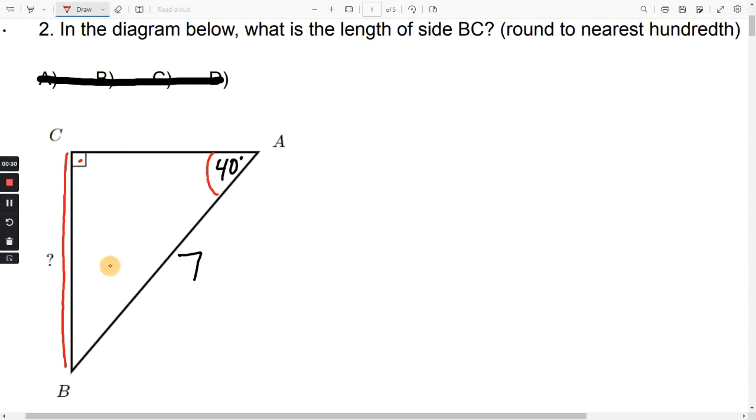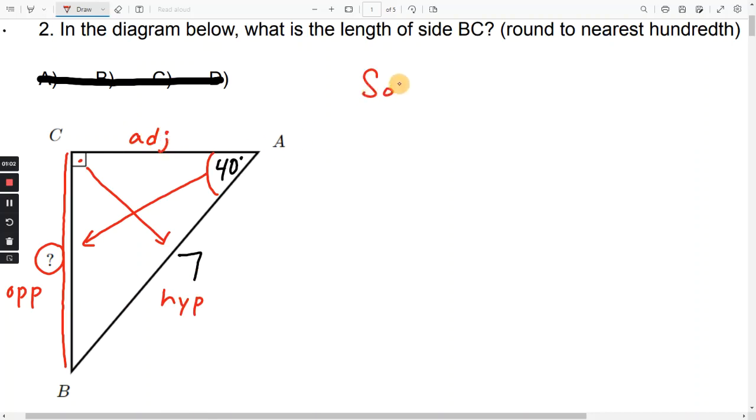So we can label the sides based on the 40-degree angle. The angle that we're given, other than the right angle, is the reference angle. So you go across from that angle, and that side length is going to be your opposite. Across from the right angle is always the hypotenuse. And the remaining side is your adjacent. Now we're going to use SOHCAHTOA.